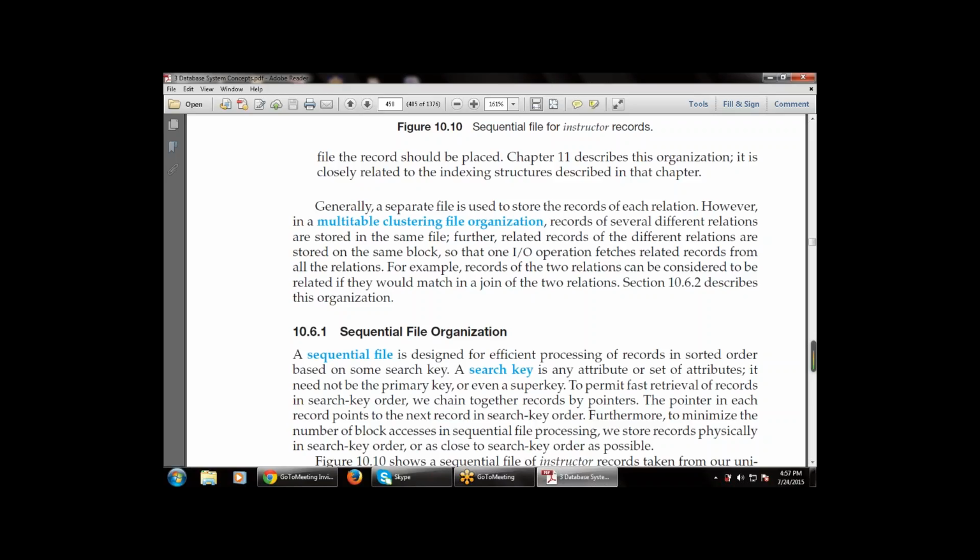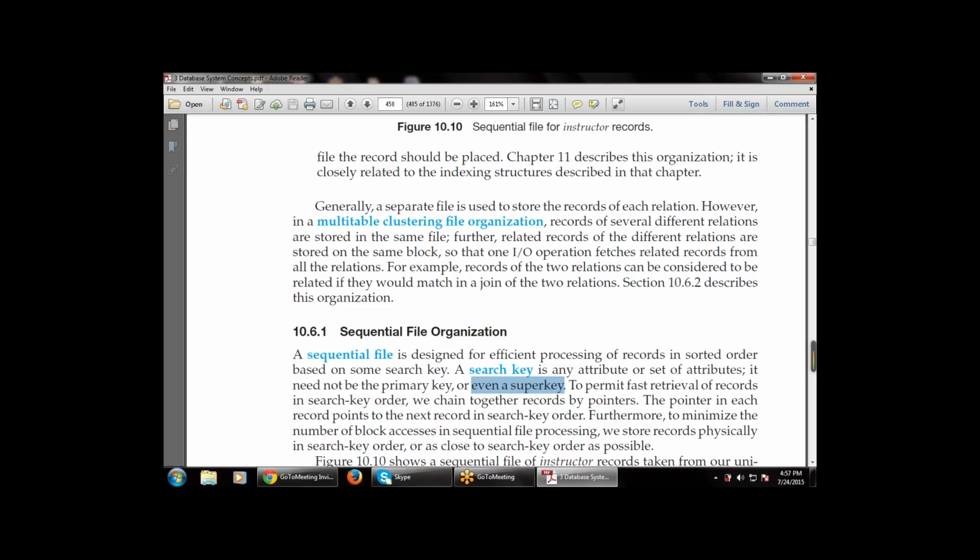A sequential file is designed for efficient processing of records in sorted order based on some search key. A search key is any attribute or set of attributes. It need not be the primary key, or even a super key.